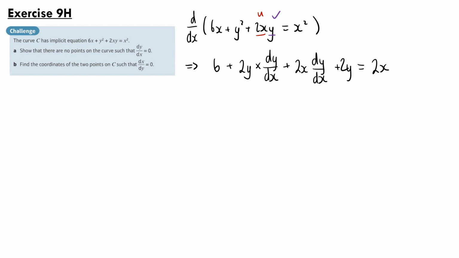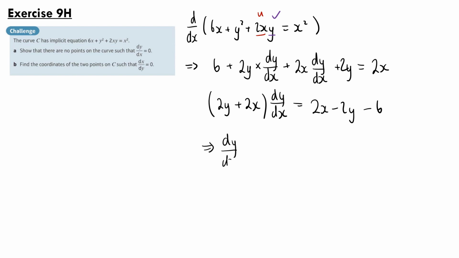Now we need to get dy by dx by itself, so let's bring all the terms with no dy by dx to the right hand side, and then factor out dy by dx on the left hand side. So we've got 2y dy by dx plus 2x dy by dx, factoring out the dy by dx there. Then we can take the 6 and the plus 2y to the right hand side, so 2x minus 2y minus 6. Then we get dy by dx equals by dividing by 2y plus 2x, and we can also divide by 2 while we're at it. So these 2's will cancel out, and this 6 will become 3.